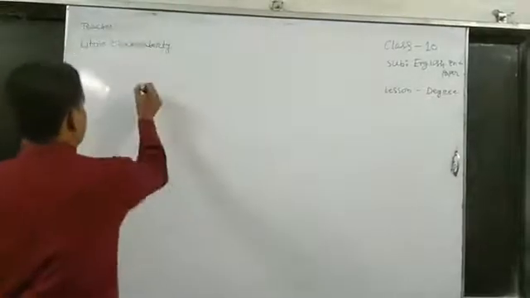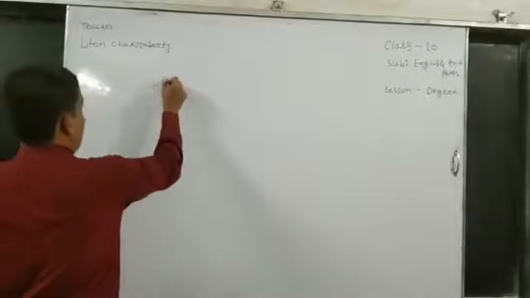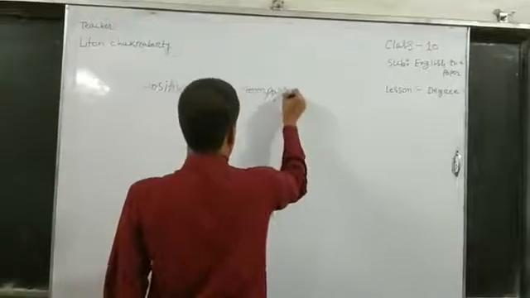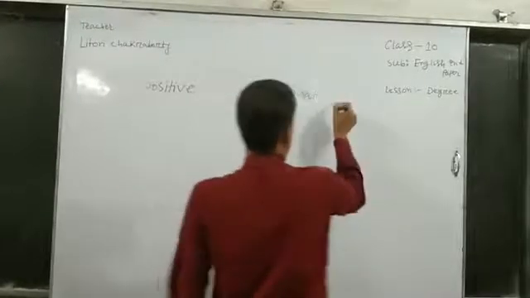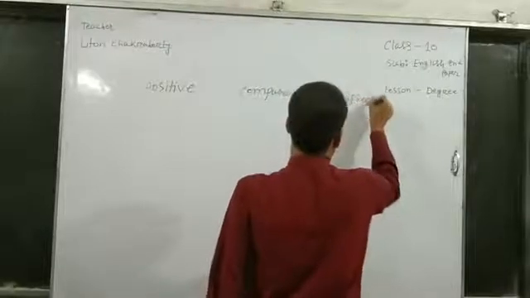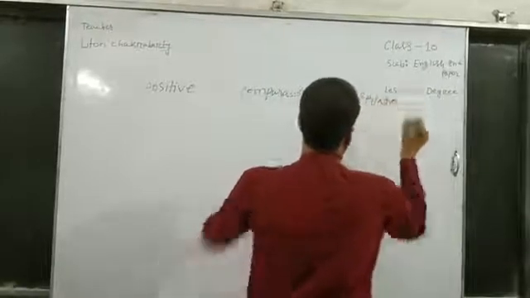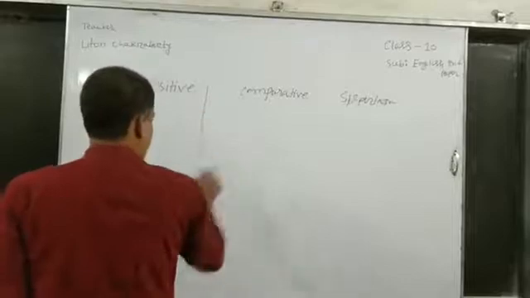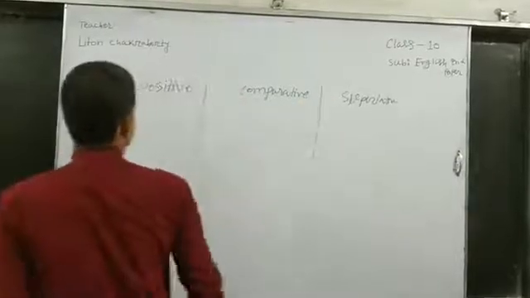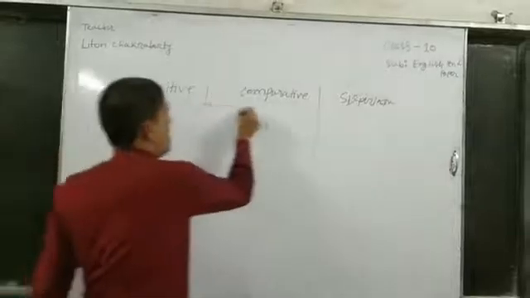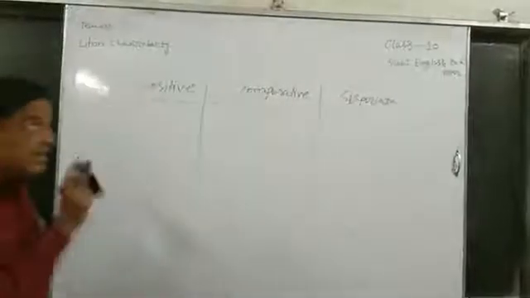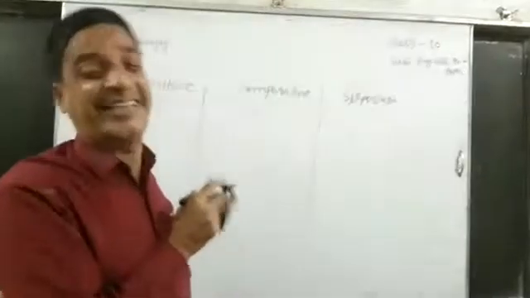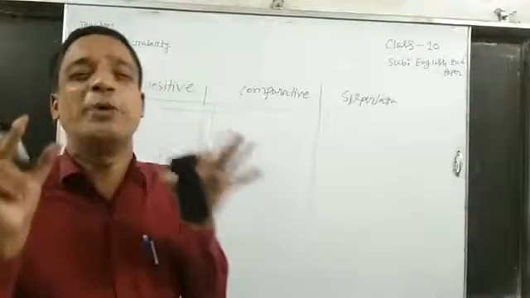I am writing here the following. I write positive, I write comparative, I write superlative. Positive, comparative and superlative. Remember one thing: if you follow the chart like mathematics, then degree will be very easy for you.